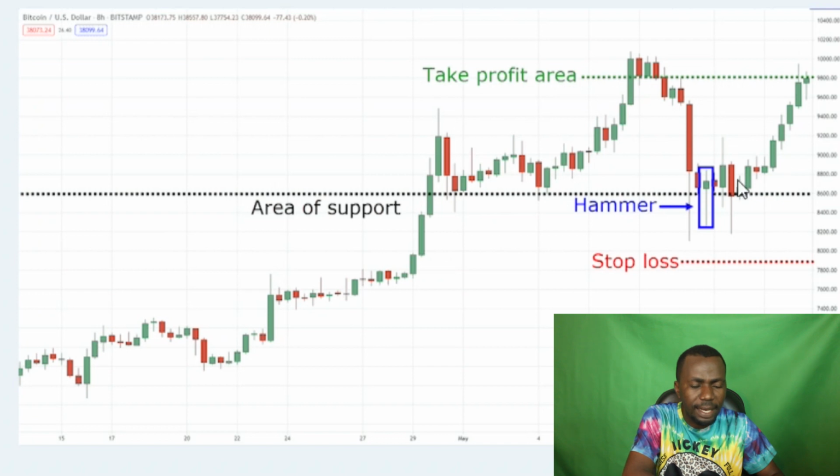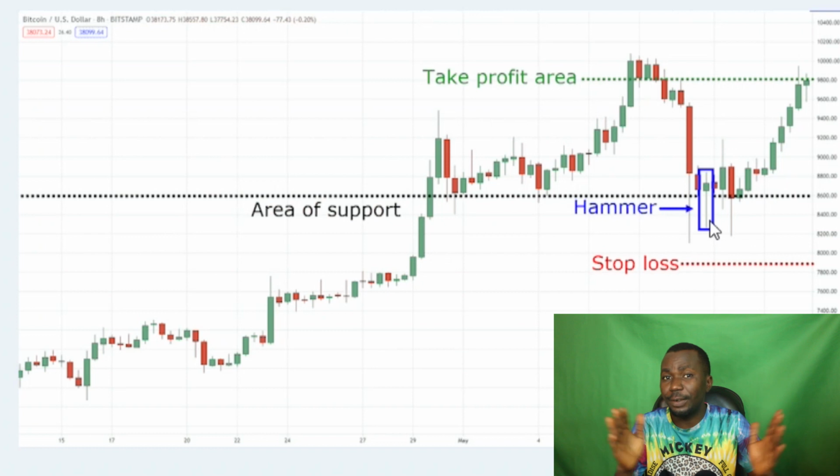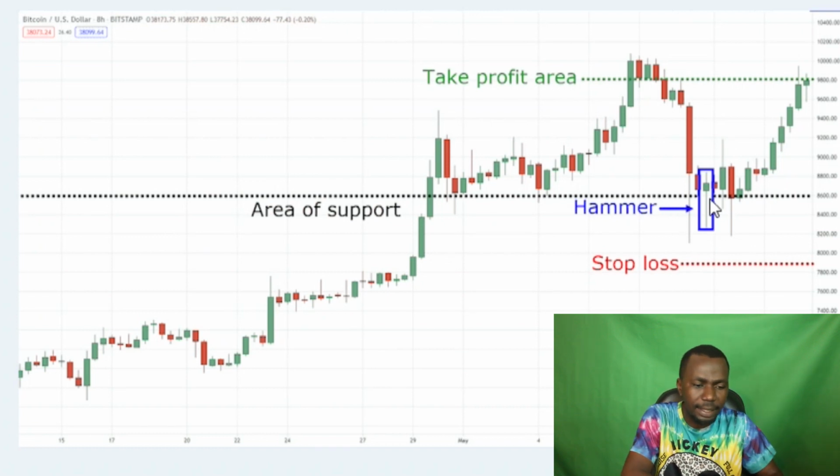Now that I have confirmed that this is a support level, because the price broke above it, then came back and tested it, right? And then went up again, right? Now you are waiting for the price to come back to this resistance level, now turned support level, right? When the price comes back to the support level, you are now looking for the entry trigger. So what is the entry trigger? The entry trigger is the hammer.